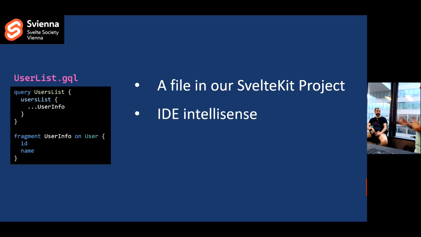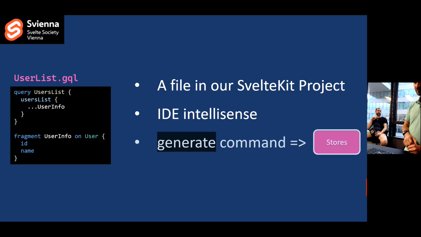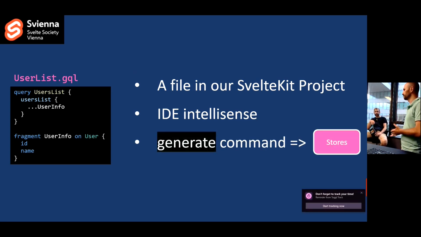I don't know if you know, but if you configure your IDE in the right way, you will have auto-completion, IntelliSense in all the schema, because the server knows everything, so you will be able to introspect. If you do Control-Space, you will see ID, you will see name, and you can't make any spelling mistake. That's why I love this. And then you hit one command, generate, and it will generate stores. Each query is a store.